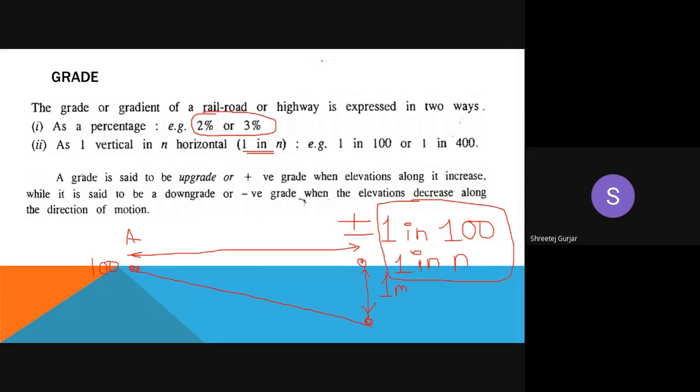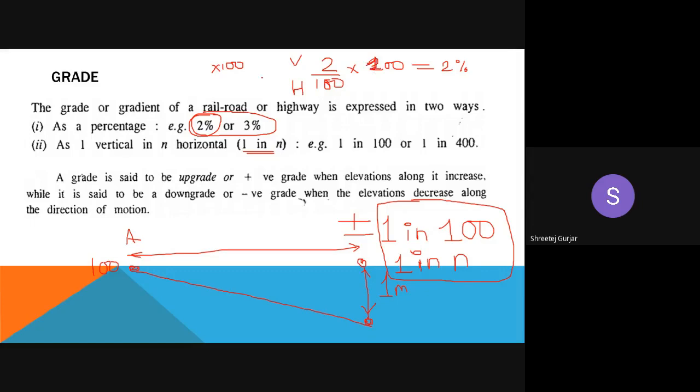What is 2%? It is nothing but 2 by 100, or any other number which gives you 2%. Can you give me an example wherein after multiplying it by 100, you will get 2%? So this is a representation of 2%, meaning for every 100 meters that you travel, you will go up by 2 meters. This is vertical, this is horizontal, right?